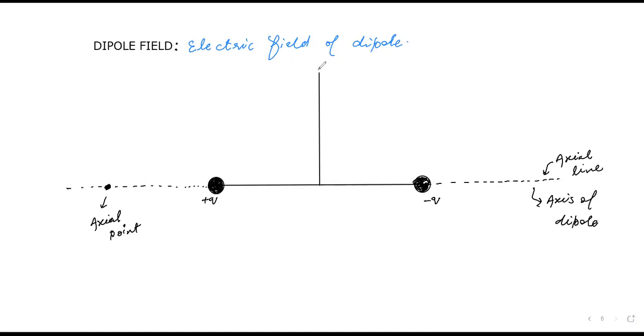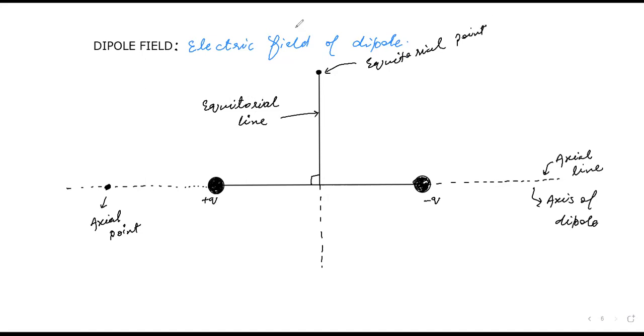Okay. This is your perpendicular line from the axis of the dipole, and this line is said to be the equatorial line. What is the name of this line? Equatorial line. You can also draw this along this direction. And this point is said to be the equatorial point.